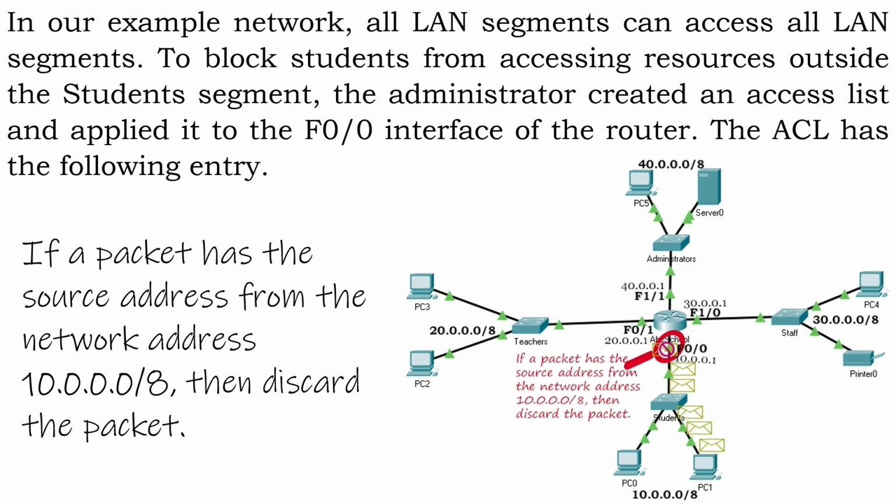In our example network, all LAN segments can access all LAN segments. To block students from accessing resources outside the student's segment, the administrator created an access list and applied it to the F0/0 interface of the router. The ACL has the following entry. If a packet has the source address from the network address 10.0.0.0/8, then discard the packet.